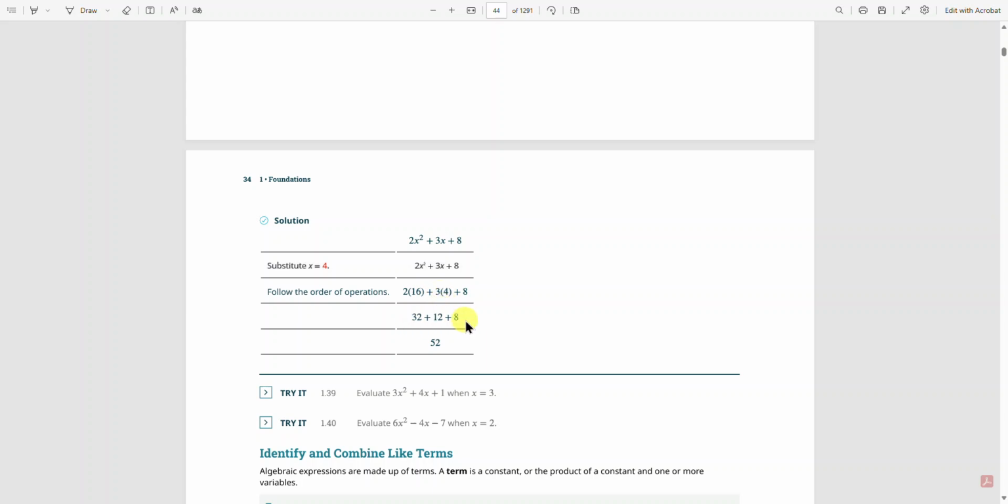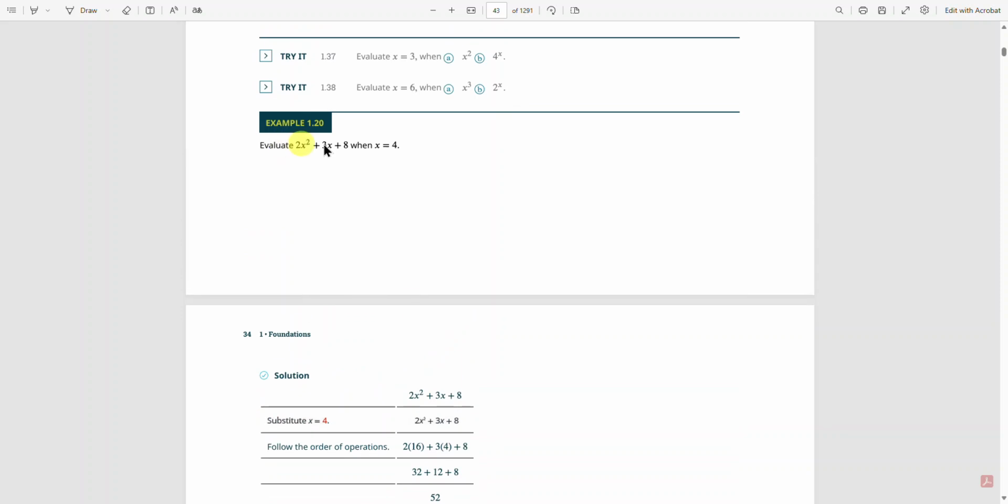Now we're just left with two additions. We start on the left and do the first addition first. 32 plus 12 makes 44. 44 plus 8 makes 52. And here we see the answer. That expression simplified as far as possible when we know that x equals 4. The value is 52.